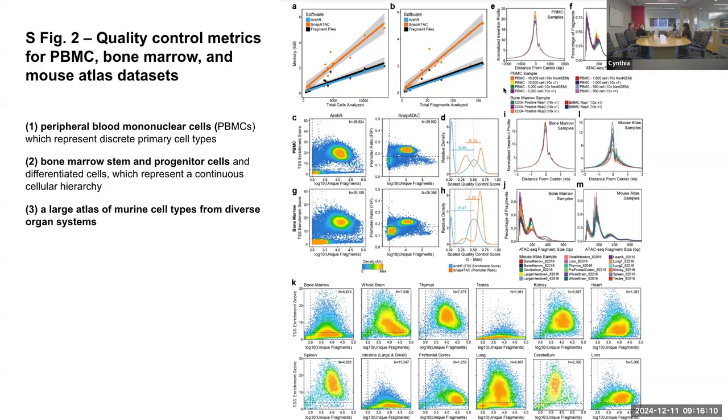Another thing that really caught my attention was the hidden panel in panel K. You can see here the data coming from the bone marrow, and also coming from different kinds of tissues, including whole brain, thymus, testes, kidney, hair.